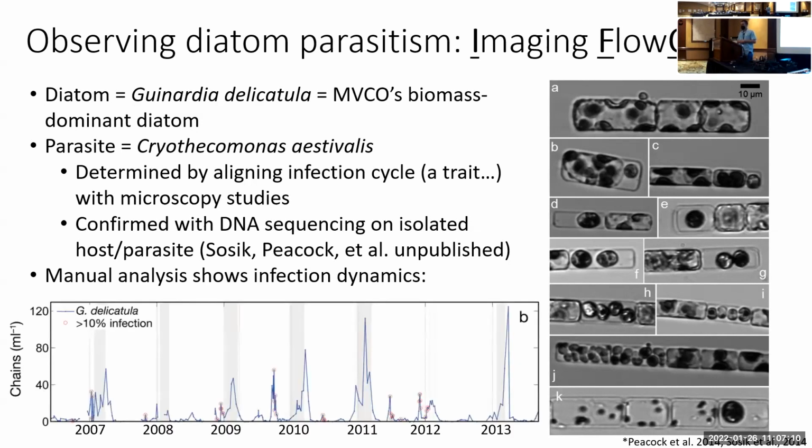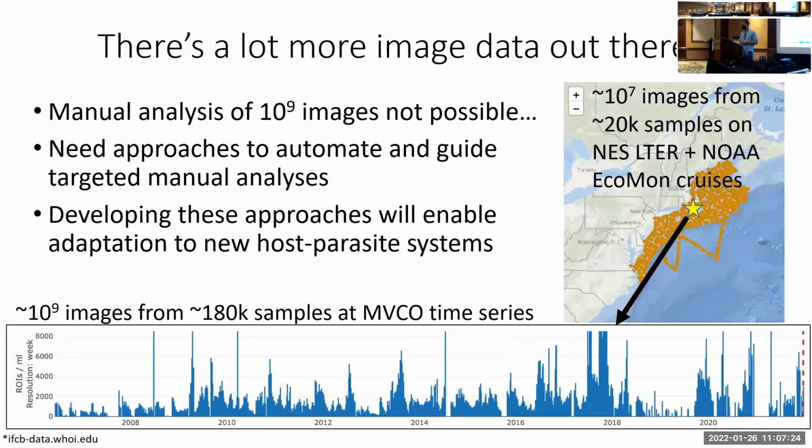Also in this seminal study, they manually annotated a whole bunch of images to construct a nice time series of both our host diatom's abundance and its infection dynamics. As we know, there's a lot more image data out there, now over 1 billion images at MVCO. There's another 10 million or so across a broader spatial domain on the Northeast Shelf, available through various cruises. And this is just from Heidi's group; there are other people using these tools. So we clearly need to develop automated approaches.